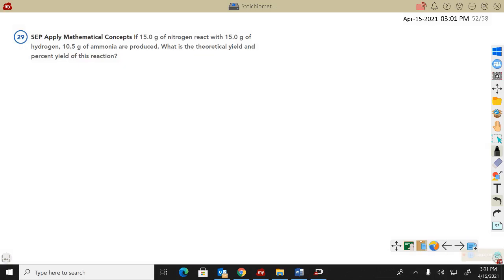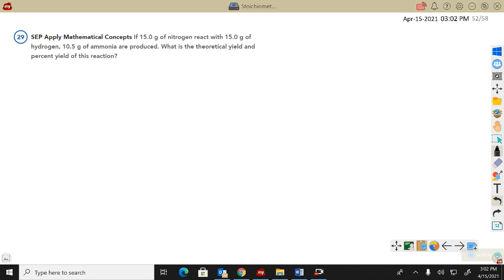This question 29 is a little bit of everything good about all this stoichiometry. We're going to need to write a balanced equation. We're going to need to figure out limiting excess, theoretical yield, percent yield. This is the type of question that you could find at the end of a summative assessment. Everything is right here.